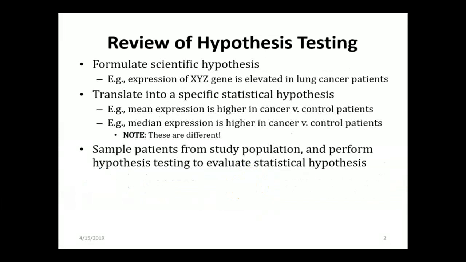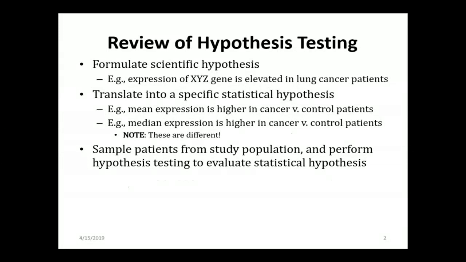So with hypothesis testing, we're typically starting out with some general scientific hypothesis. For example, that the expression of some gene is elevated in, say, lung cancer patients. And while that is often adequate for scientific purposes, to do a statistical assessment, we typically need to make it more specific. So we might say that the mean expression is higher in cancer versus control patients, or maybe the median expression is higher. And it's important to realize these are not the same thing. So we could have a gene where the mean expression is higher, but the median isn't, and vice versa.